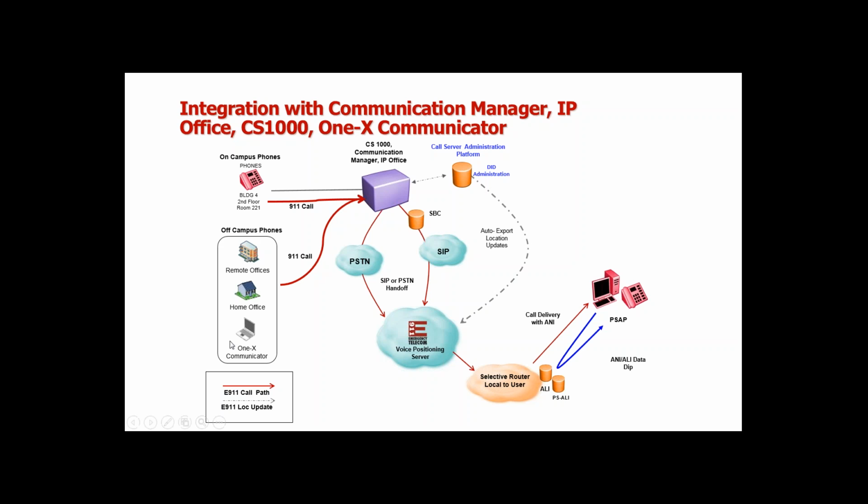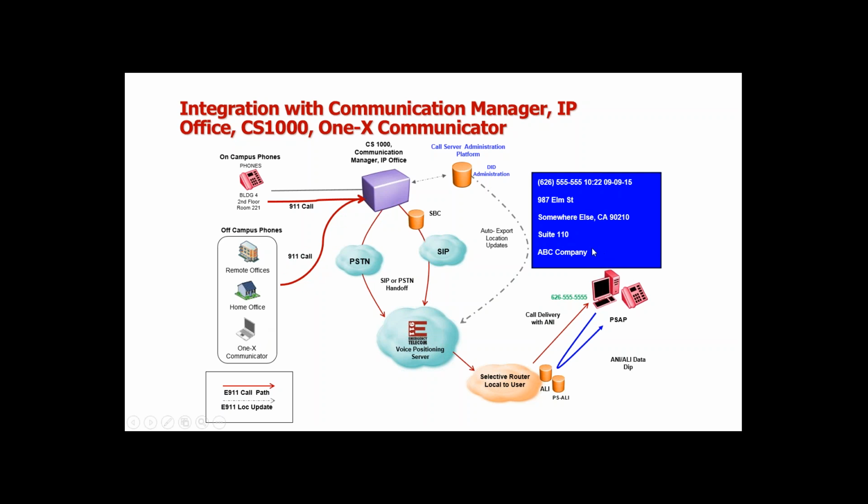And so that software will prompt the user to update their location information. It'll communicate with the voice positioning server and put the right location information in there so that when a call does come to our voice positioning server from one of those soft phones, it'll route to the correct servicing PSAP and deliver the right location information where the call is coming from.